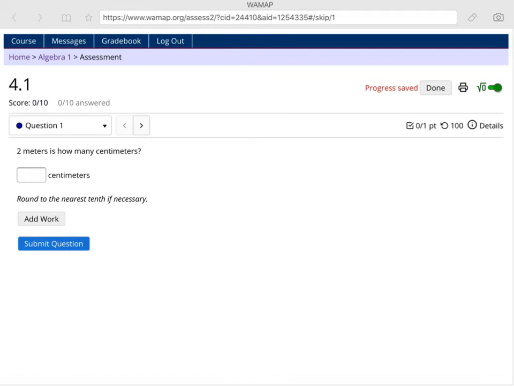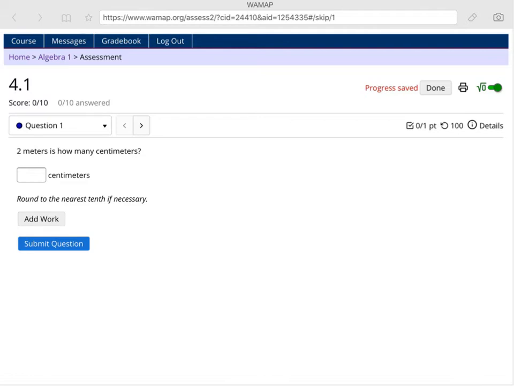We are being asked 2 meters is how many centimeters. So we need to figure out how many centimeters are in a meter. In this case, we would know that 1 meter equals 100 centimeters. And if you don't have that one memorized, get memorizing it. All of the ones that we're doing in this particular assignment are ones that come up enough where you really should have them memorized.